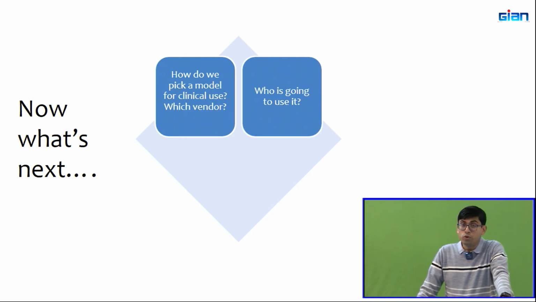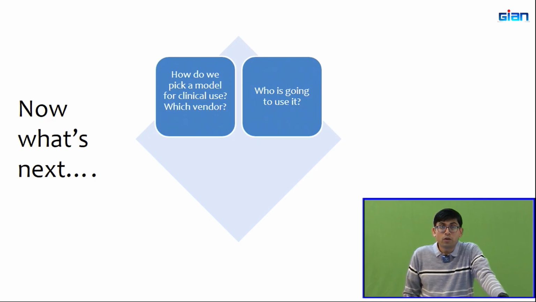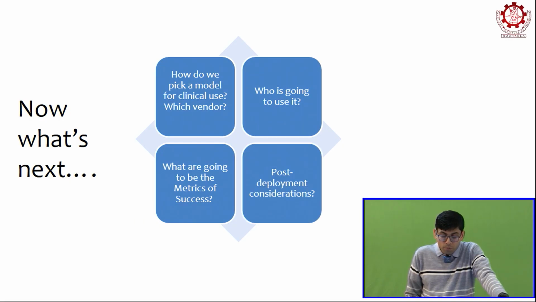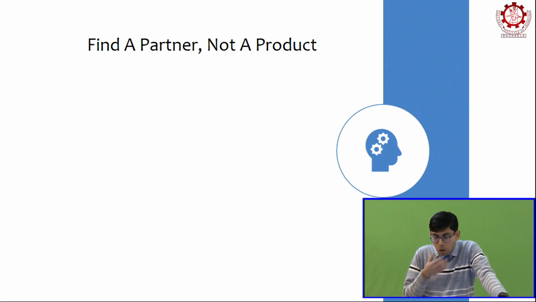Who is going to use it? That is also very important, right? Who the eventual end user will be? What are the metrics of success? And more importantly, what are the post-deployment considerations? Once the model has been deployed, what are the different factors that we have to consider for making sure that the model keeps getting used for that particular task?